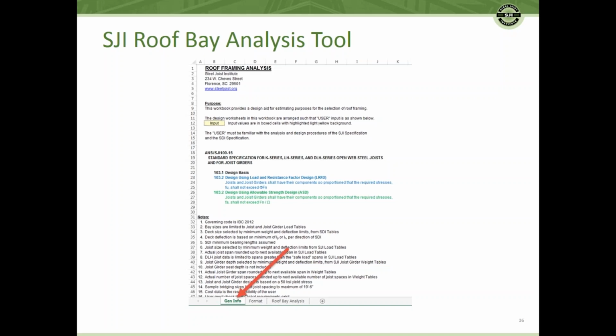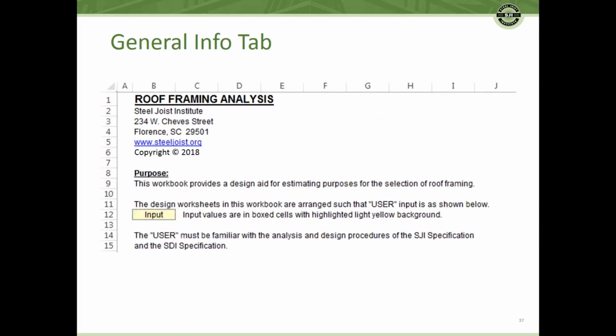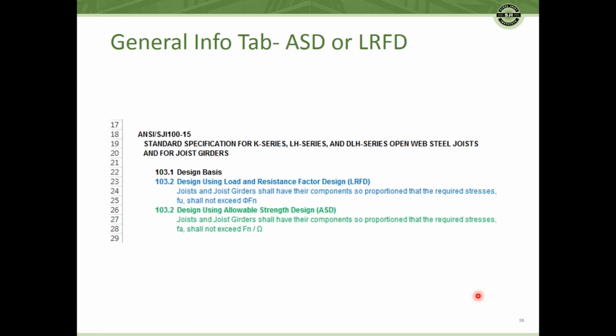So that's been added. But this general information tab, which is pointed out by the red arrow, just has general information about the tool itself. For example, the input areas or cells are all highlighted in yellow, so you know that's where you must do input. You can use ASD or LRFD, either way, and there's a pull-down menu that says, okay, you want to design using LRFD or you want to design using ASD.